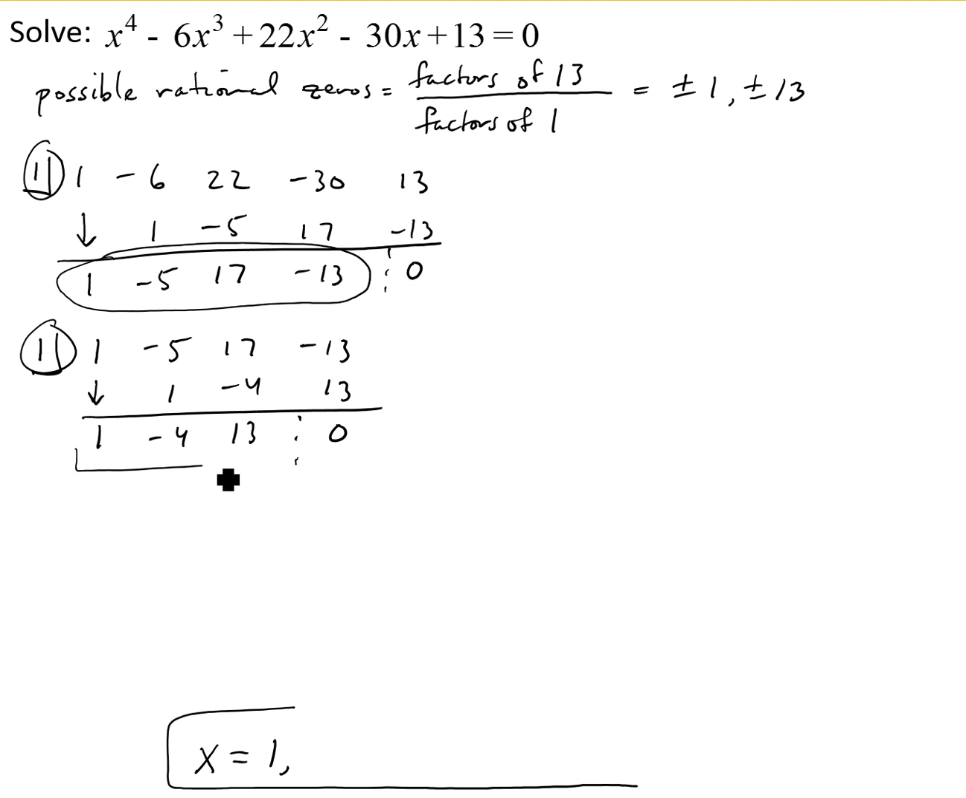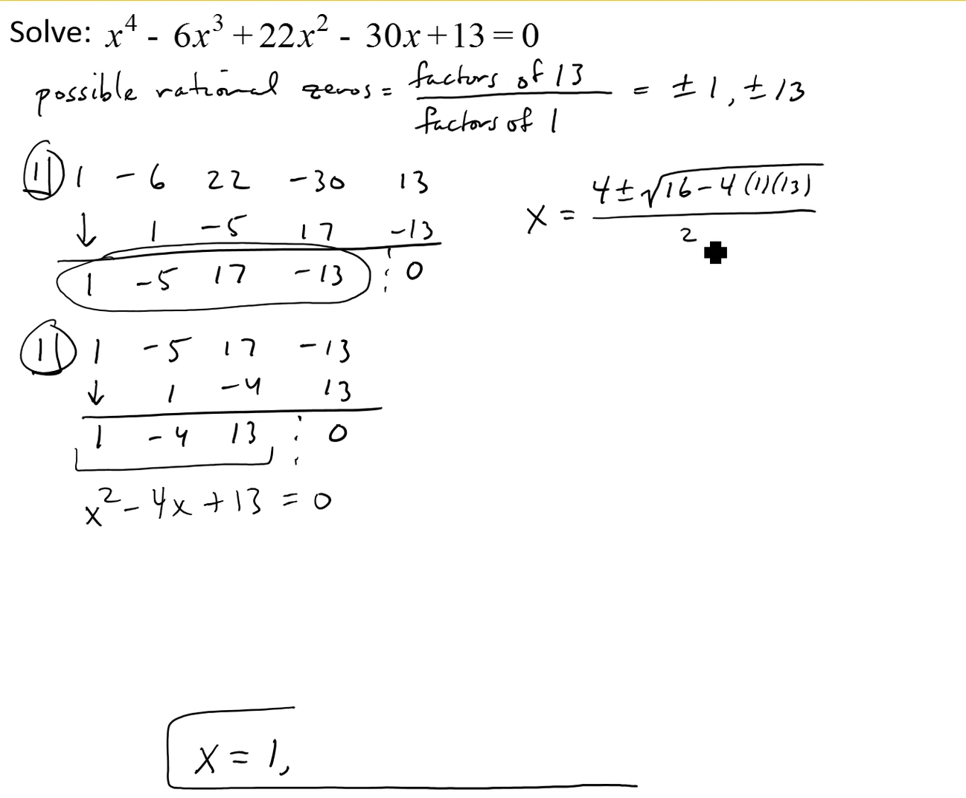And now we have these coefficients down here representing the coefficients on a quadratic polynomial. That's 1x squared minus 4x plus 13 equals 0. So we can solve that either by factoring or the quadratic formula. That cannot be factored, so we need to go ahead and use the quadratic formula. So we get x equals negative b, so that's positive 4, plus or minus the square root of b squared would be 16, minus 4 times 1 times 13 over 2a, it's 2 times 1.